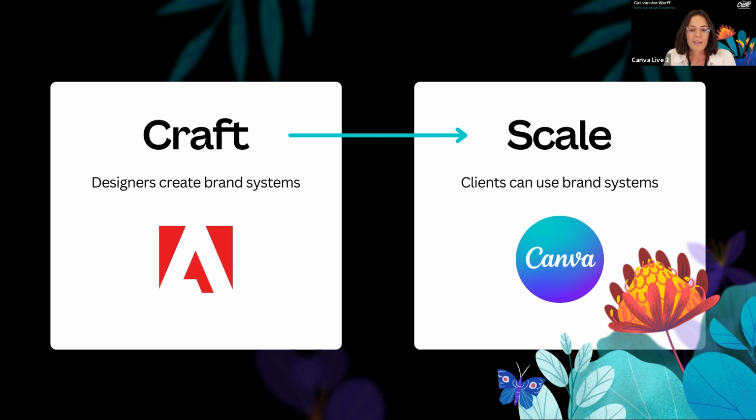So the way I like to think about this is that you've got professional design tools that can really help you hone your craft and create beautiful work. And then you've got Canva that can help you scale that craft. So you can design brand systems in the programs you know and love, and then set them up for your clients in Canva so that your work can scale without entropy and endure the test of time.